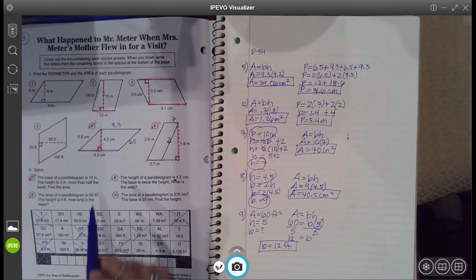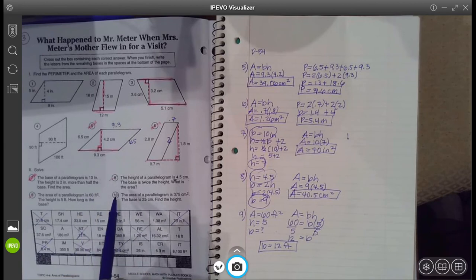Now, just to double check, if you're supposed to find the area for these and the perimeter, then that would mean that you would need to have 20 crossed off. 1, 2, 3, 4, 5, 6, 7, 8, 9, 10, 11, 12, 13, 14, 15, 16, 17, 18, 19, 20. 1, 2, 3, 4, 5, 6, 7, 8. Okay, I just wanted to double check for you.